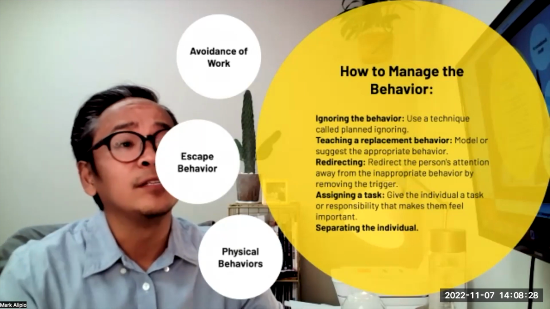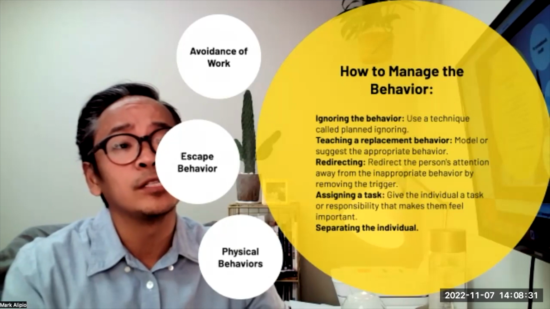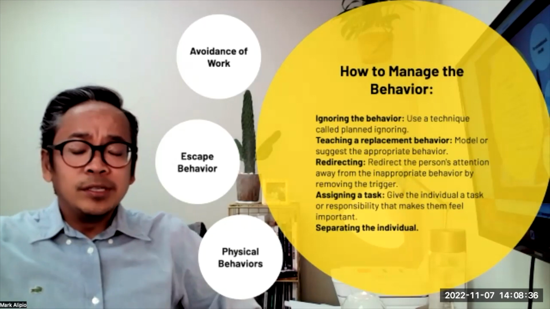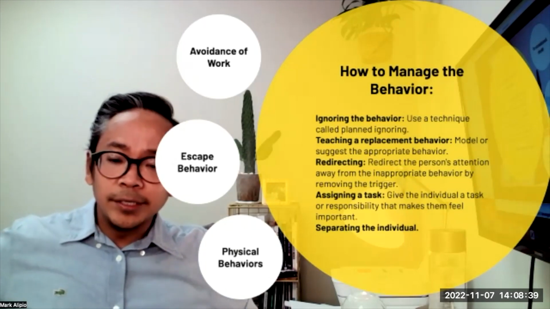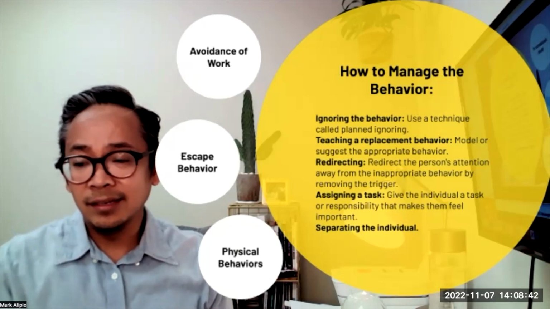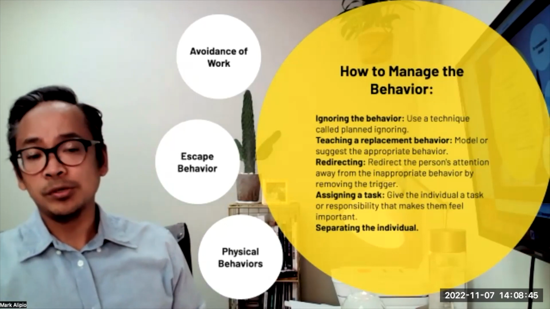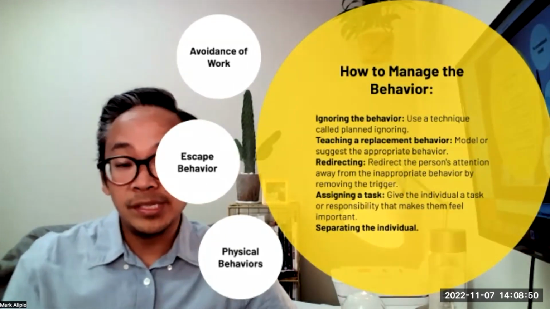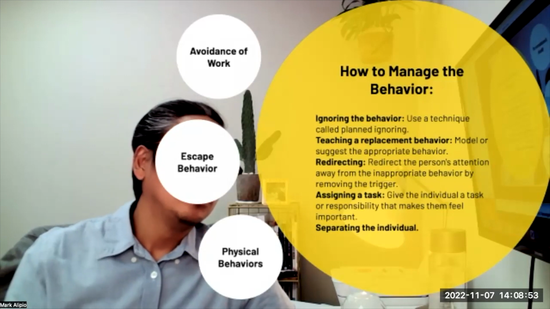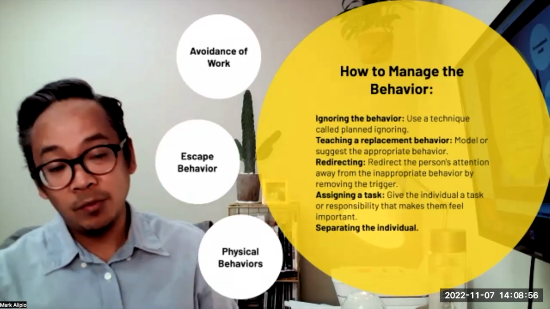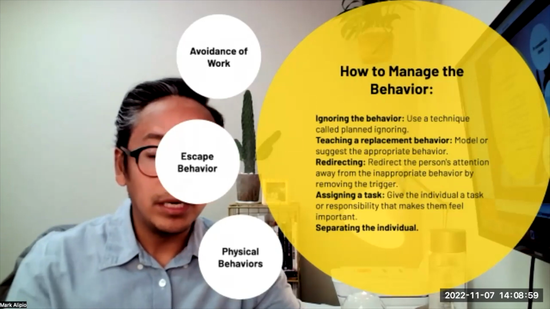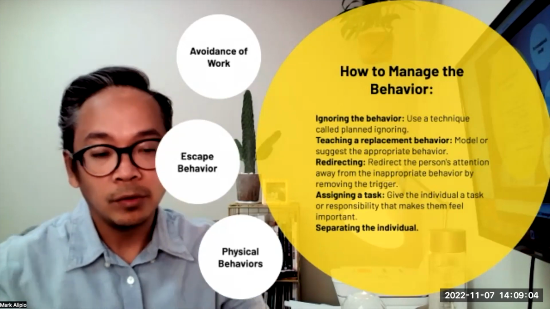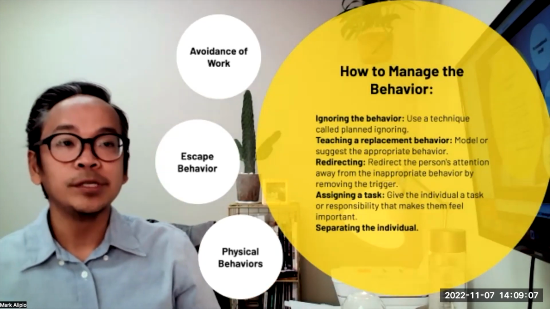Assigning task: give the individual a task or responsibility that makes them feel important, right? So, hey, Johnny, every Tuesday is trash day, and I know that you're looking for something to do, or you may want to help me. Maybe one of these days you can start helping me with taking out the trash. So they may, or they may not, be open to it, right? But the point is, our goal there is also giving them the opportunities of choice.